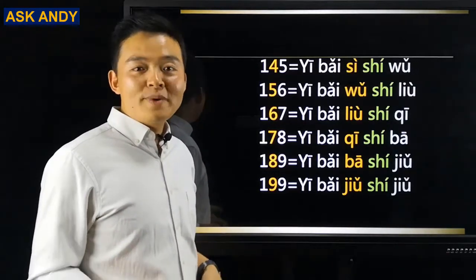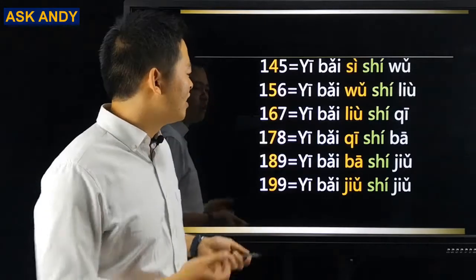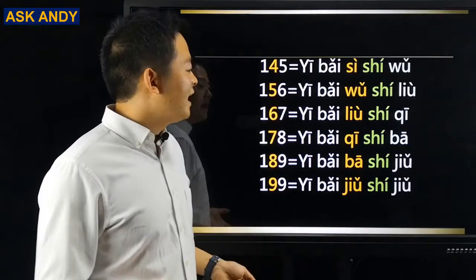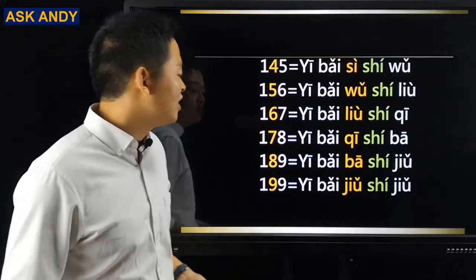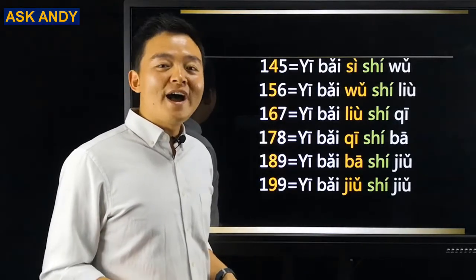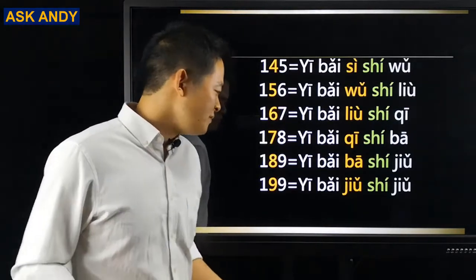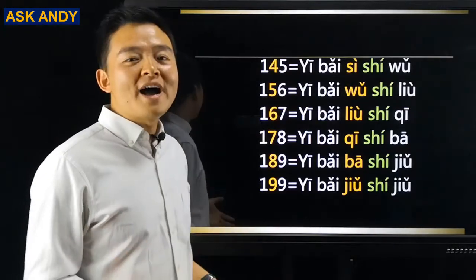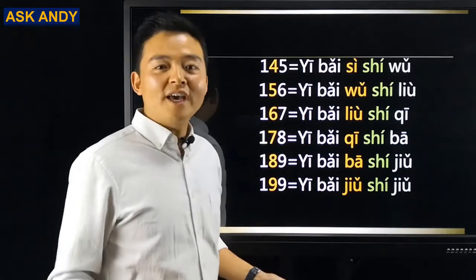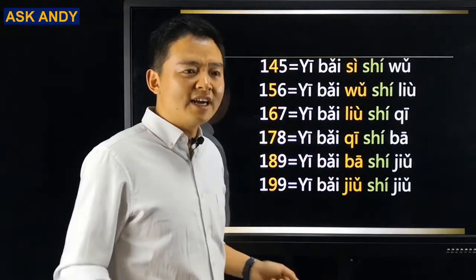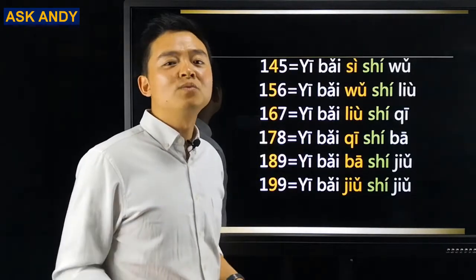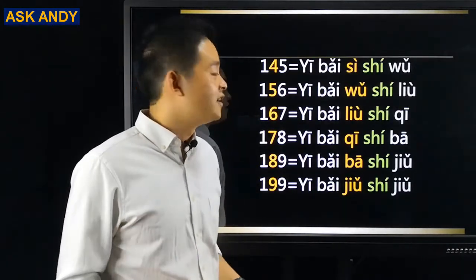178, 189, 199. Okay, it's not that complicated. It's easy, right? Actually, Chinese number system may be the easiest one or the simplest one in the world. It's so logical for you to move on.